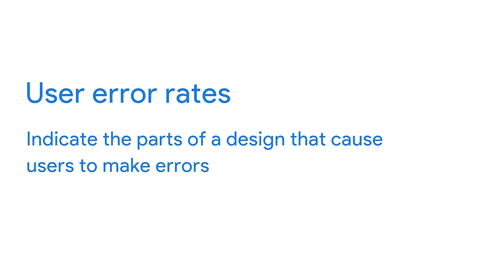The third KPI, user error rates, indicate the parts of a design that cause users to make errors. An example might be that they click on the wrong icon when trying to check out their cart. The user error rates help point to areas where you need to make improvements to the UX.